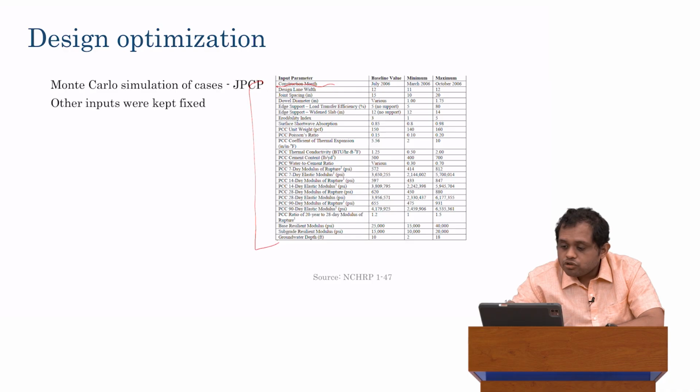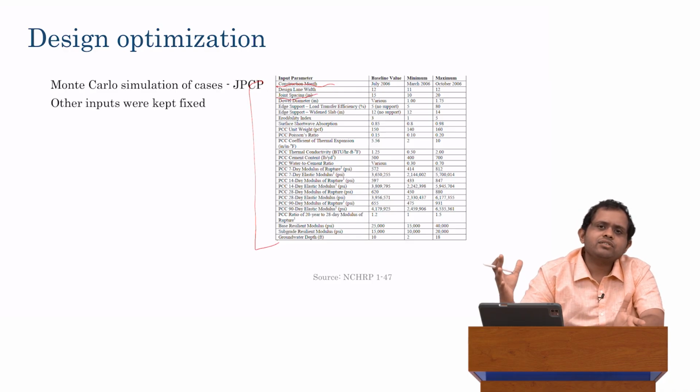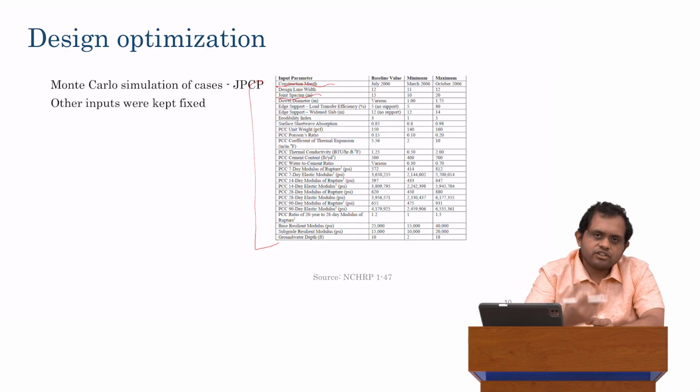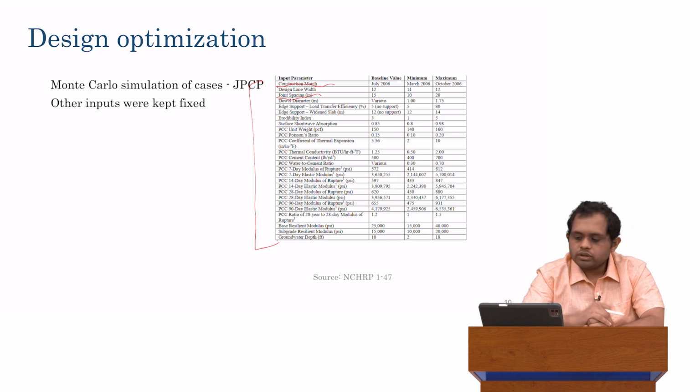Another one, let's see, they looked at joint spacing. I think this is quite obvious. The size of the slab is going to affect the performance. It's going to affect the stress ratio, fatigue damage, and therefore performance. So they looked at that.